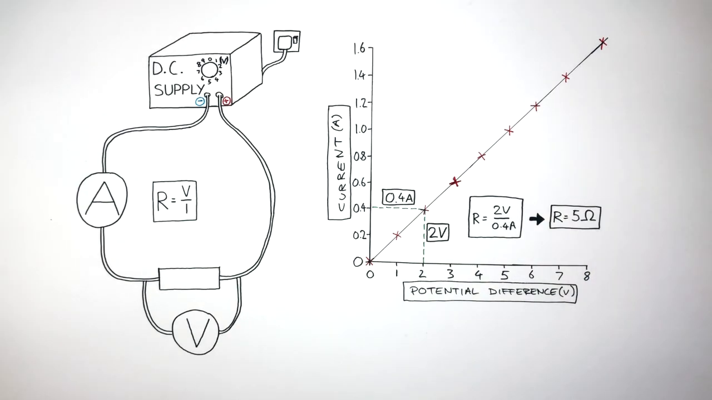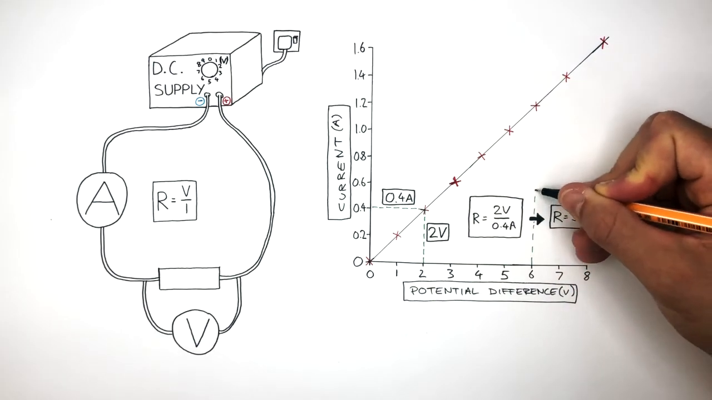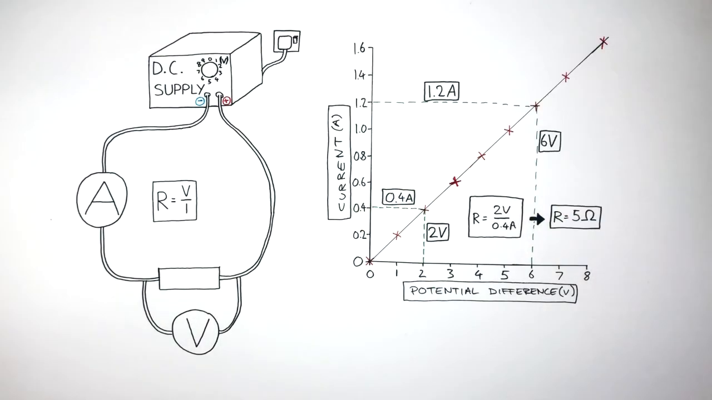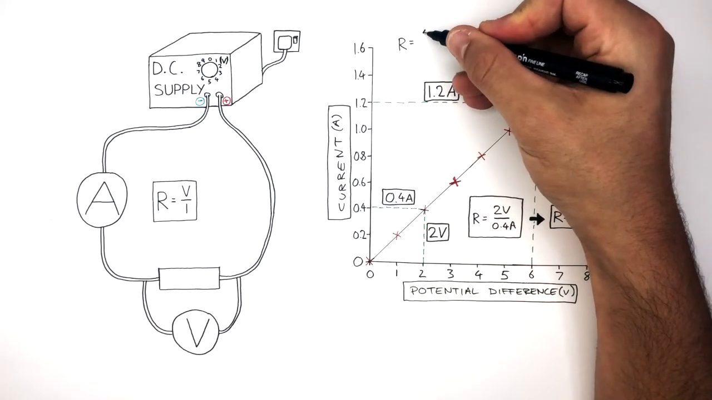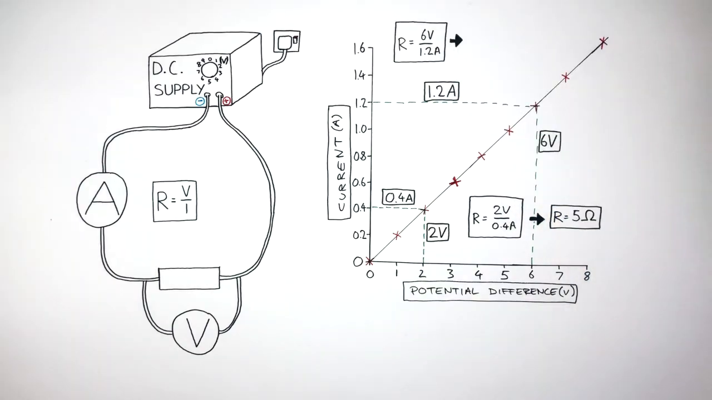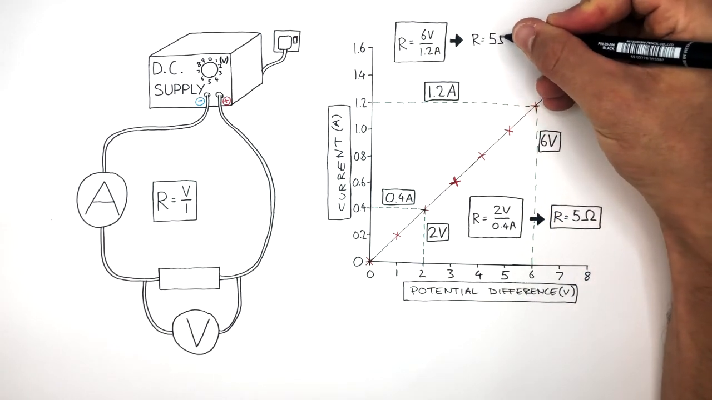To show resistance is constant and does not change, we then calculate the resistance at a different point in the graph. For example, at 6 volts, the current was 1.2 amps. We input this data into the equation where R equals 6 volts divided by 1.2 amps. So R equals 5 ohms.